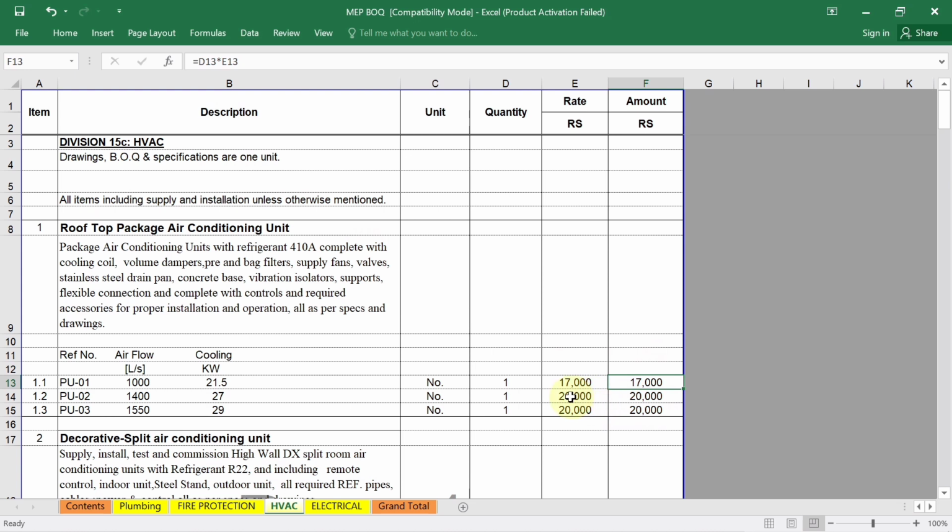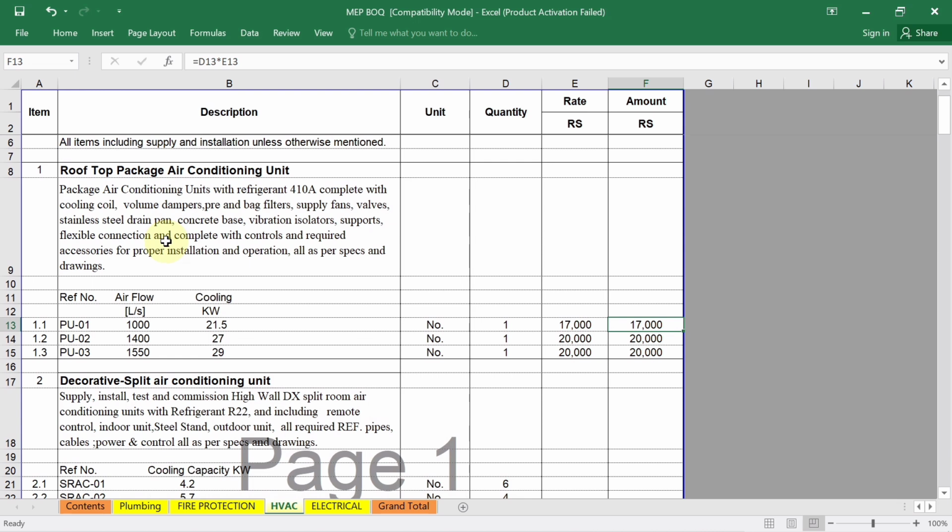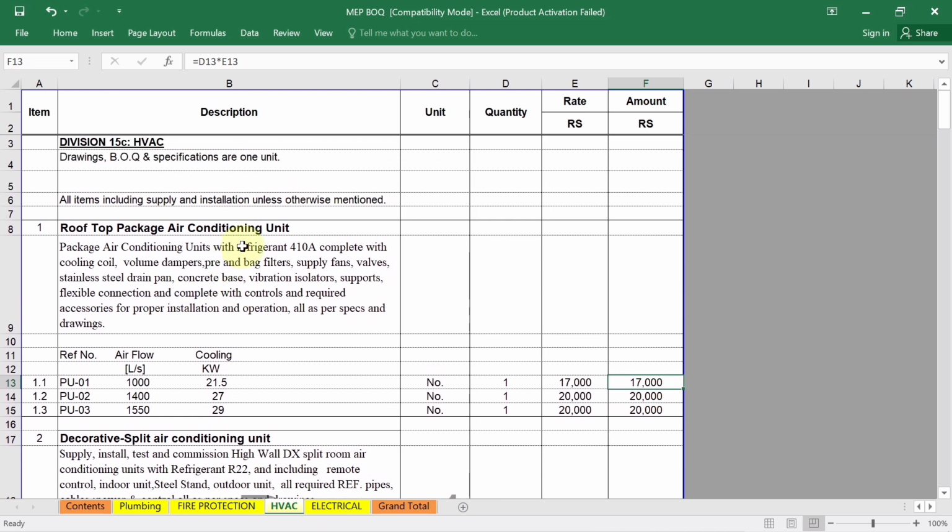See, I have applied the formula. Suppose I want the total amount of this 1000 liter per second 21.5 kilowatt rooftop package air conditioning unit. So what I have done, I have multiplied the quantity by the unit rate. Can you see here, D13 multiply by E13, quantity multiply by unit rate. So you will get the total amount. Is it clear?